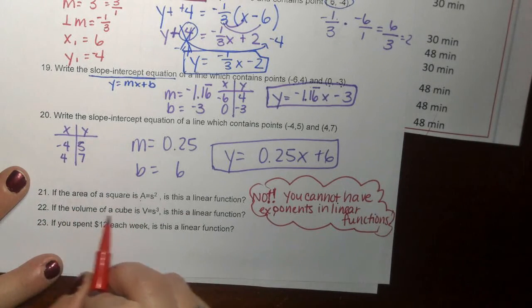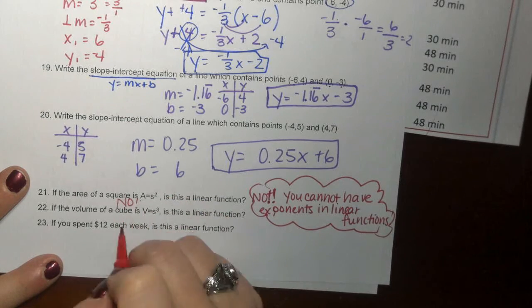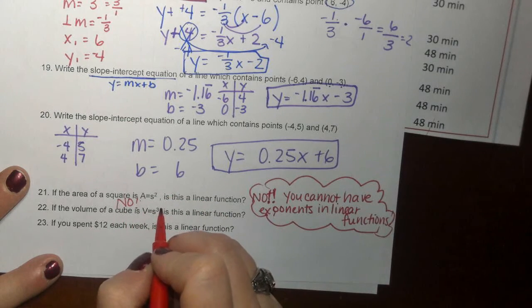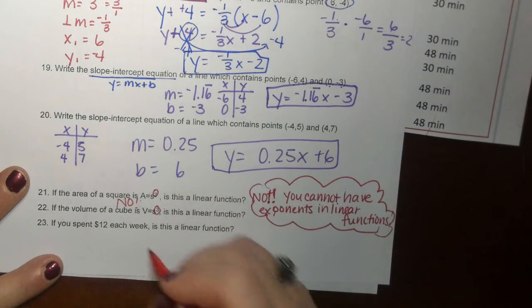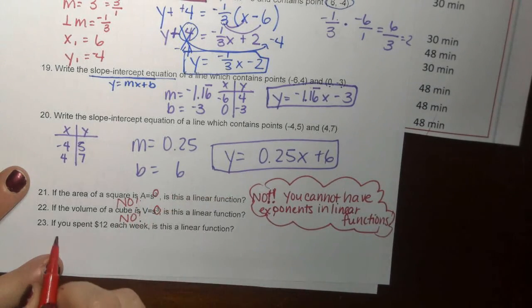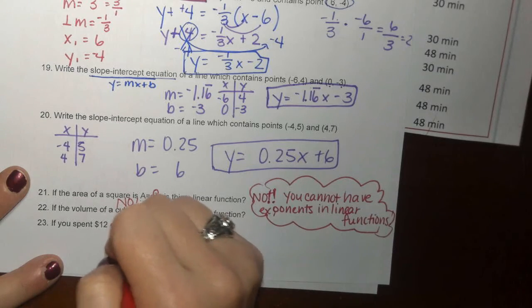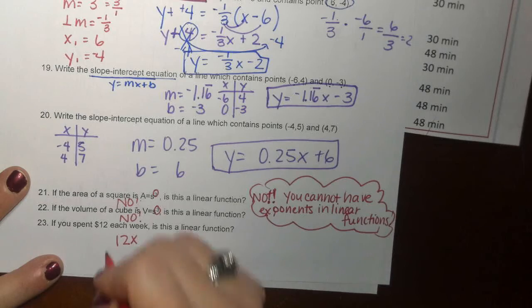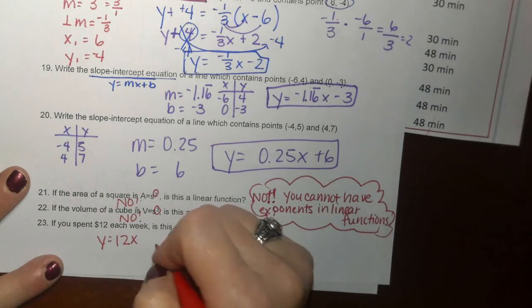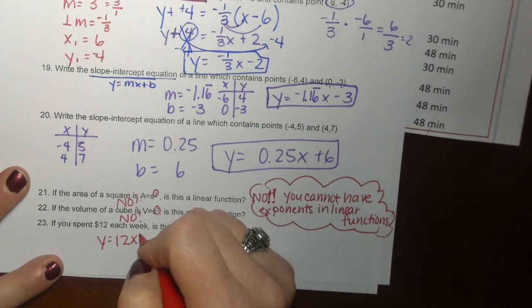If the volume of a cube is side cubed, is this linear? It has an exponent, so that's a no. If you spent $12 each week, 12x, y equals 12x. Is this linear? Yes. There is no exponent.